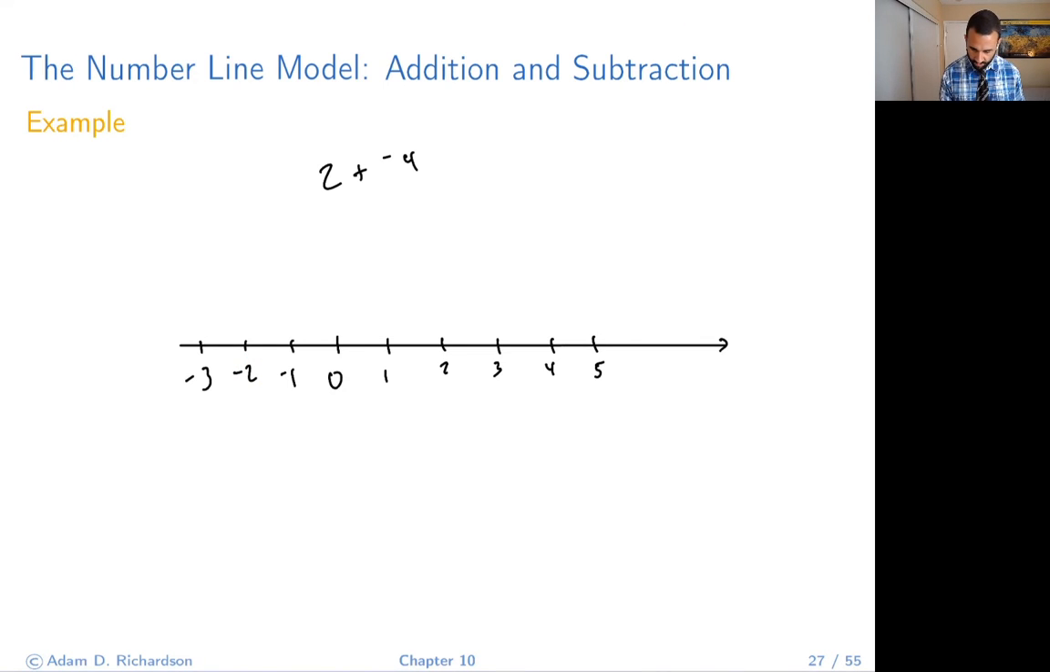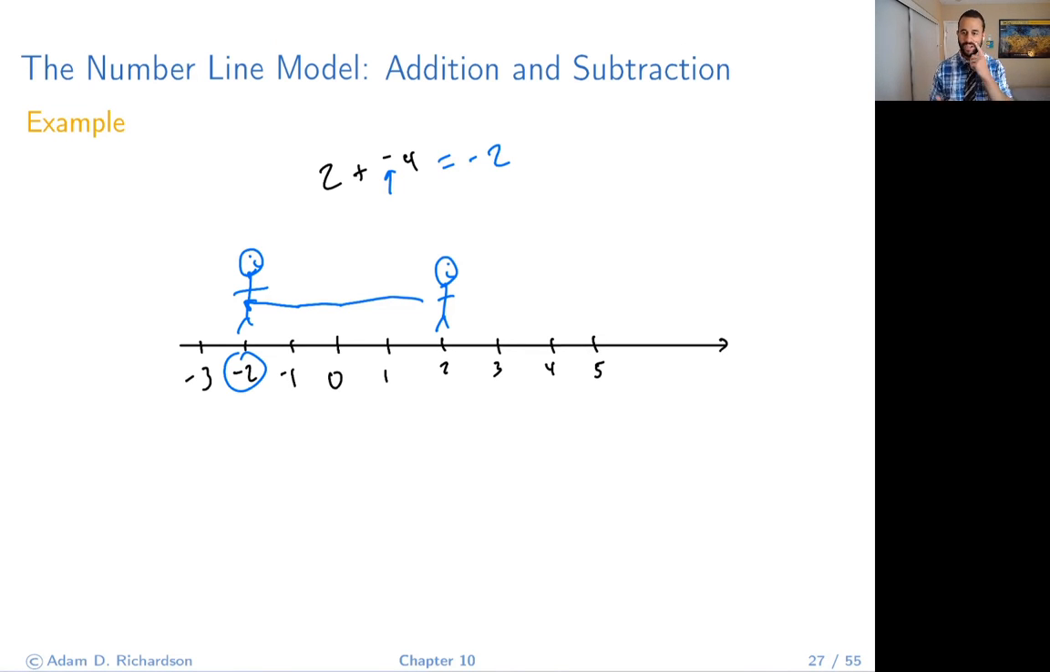Okay. Now we're going to start on 2, and then because we're adding, we're going to face to the right. So here's my little person here facing to the right. But now we're adding a negative number. See, now we're adding -4. So this person's going to walk backward instead. They're going to go this way, 4 spaces. 1, 2, 3, 4. There we go. Gotta work on my sketches, right? So that's the idea. And then we land on -2. So the answer here is -2. And that's the way that you would model it.